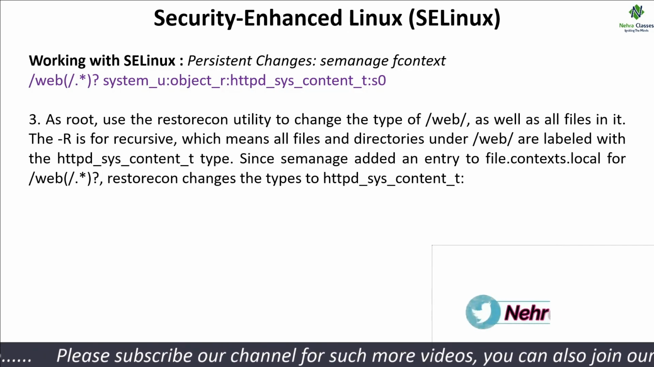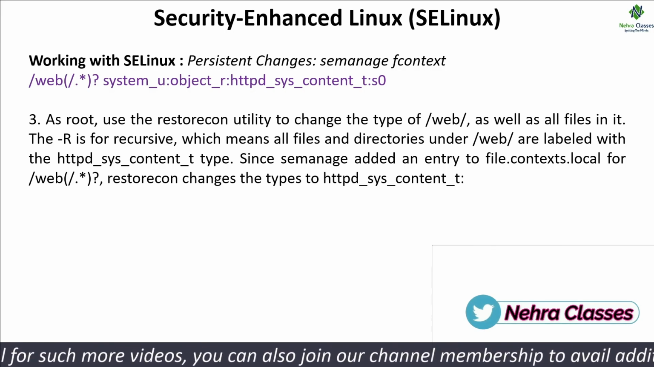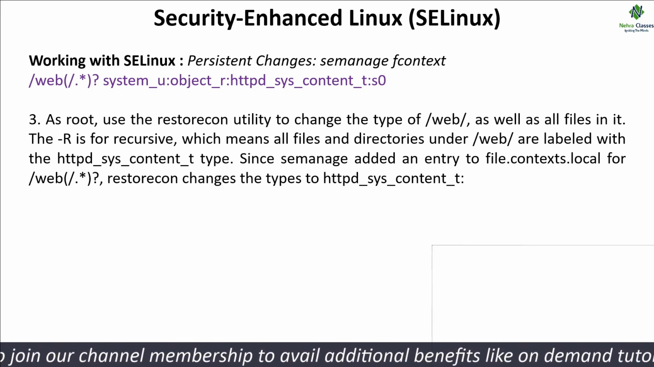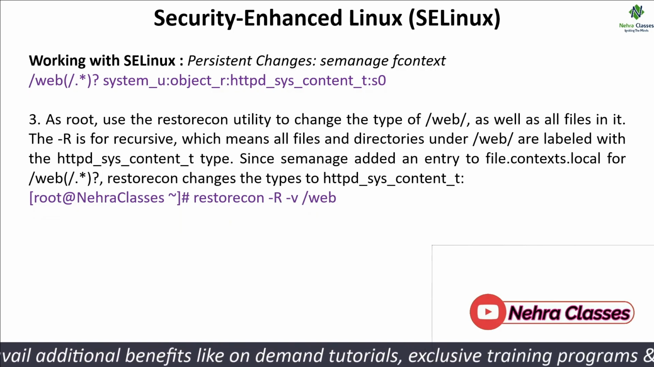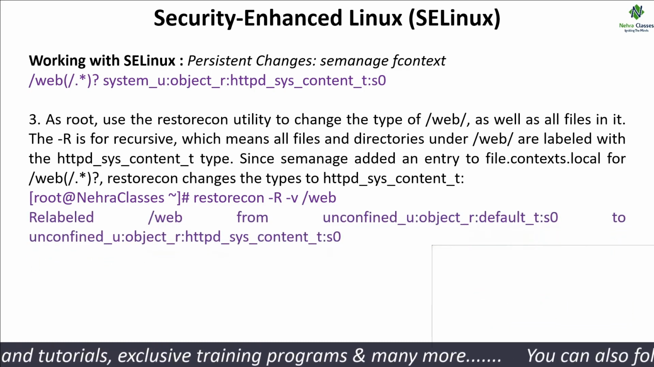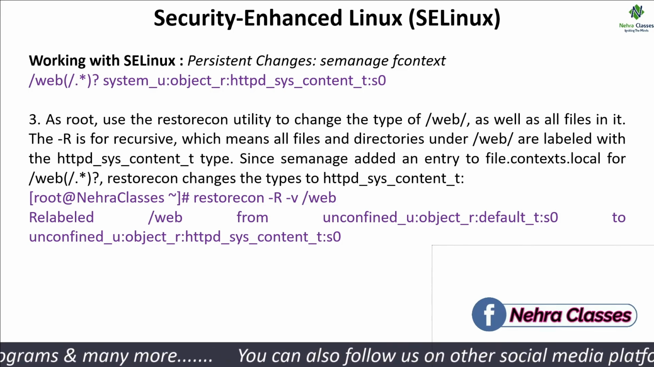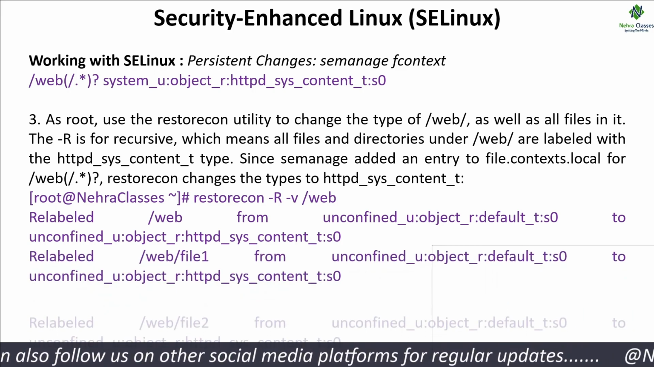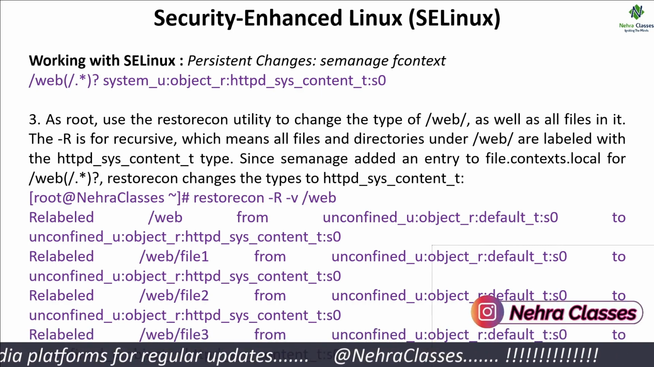So as the root user, use the restorecon utility to change the type of /web as well as all files in it. Use option -R to apply the changes recursively. So we can execute restorecon -R -v and the directory name, that is /web, and you can see that the type has been changed to httpd_sys_content_t, and it will apply for the directory as well as its contents.